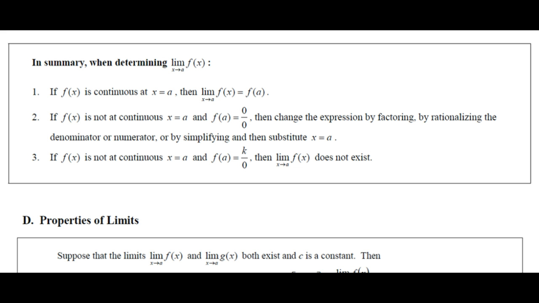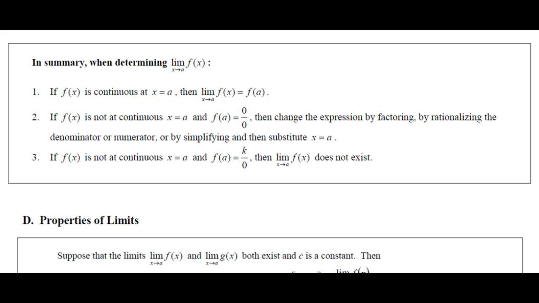Okay, done. In summary, when determining the limit as x approaches a of f of x, three cases, right? If f of x is continuous at x equals a, then the limit as x approaches a of f of x is equal to f of a. So if it's continuous, stick it in there, evaluate it, done. If f of x is not continuous at x equals a, but you evaluate f of a and you say, hey, this is 0 over 0, then you change the expression by factoring, by rationalizing the denominator or the numerator, or by simplifying, and then substitute x equals a.